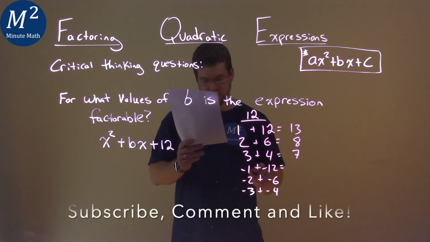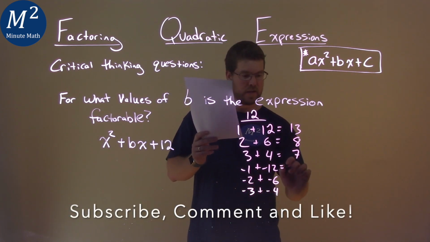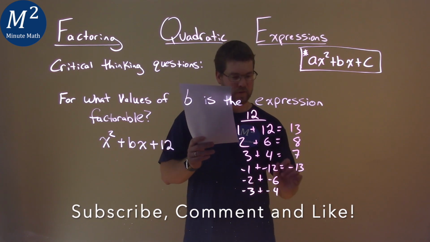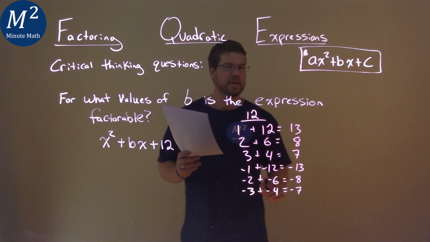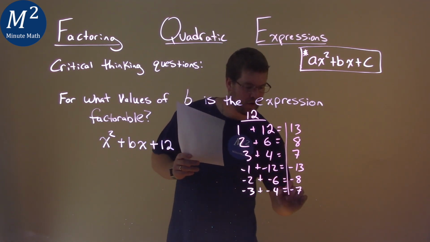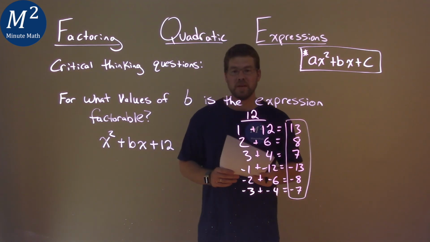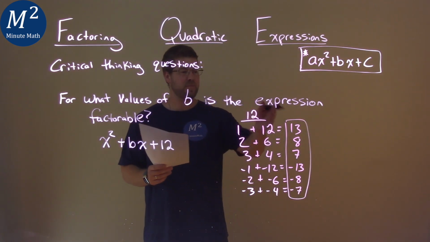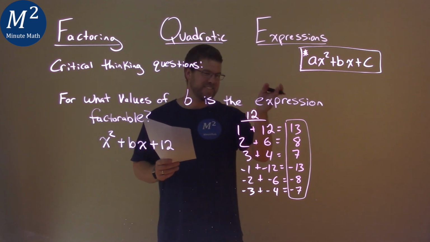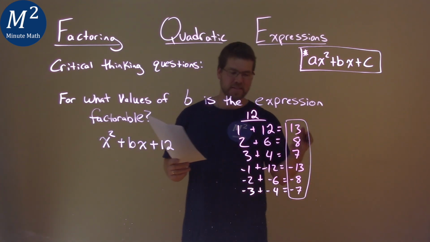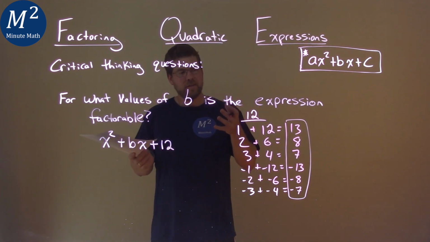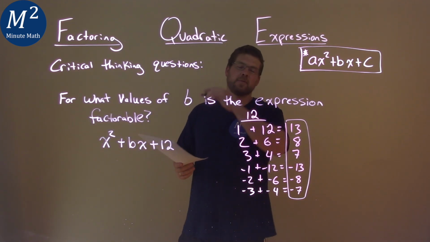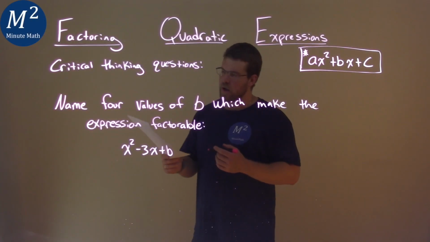Can't forget the negatives. Negative 1 plus negative 12 is a negative 13. Negative 2 plus negative 6 is a negative 8. And negative 3 plus negative 4 is a negative 7. And so actually here we have all of the possible b values for this expression. 13, 8, 7, negative 13, negative 8, and negative 7 are all possible b values that make this expression factorable, and that's our final answer.